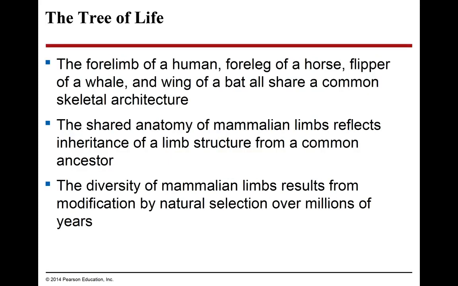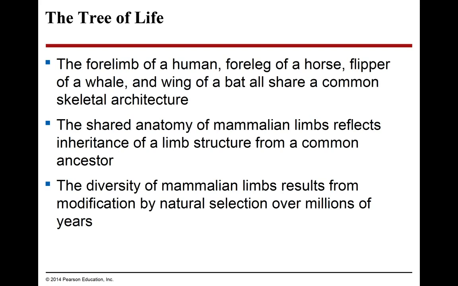So the tree of life, this is kind of developed from evolution as a whole. So the forelimb of a human, the forelimb of a horse, the flipper of a whale, the wing of a bat, all share common skeletal architecture. Again, structure dictates function, okay? These structures are all similar. The shared anatomy of these mammalian limbs reflects the inheritance of a limb structure from a common ancestor. If all of our bones look very similar, it's because we came from the same place, a common ancestor, in very, very long time ago history, but still a common ancestor.